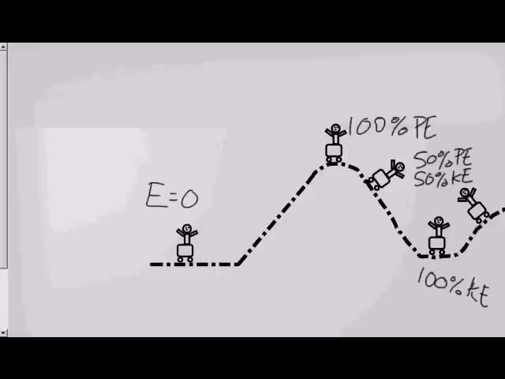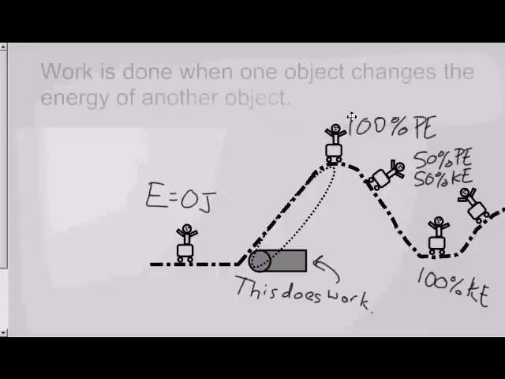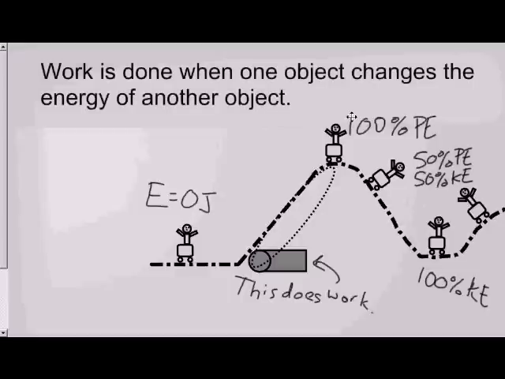When we get on a roller coaster, our total energy is 0 joules. We have no potential because we're at the bottom. We have no kinetic because they stop the ride before you get on it. So, the roller coaster has to gain energy somehow. How do roller coasters gain energy? Well, they have that little motor with the chain attached to it. This chain does work. So, work is done when one object changes the energy of another object.